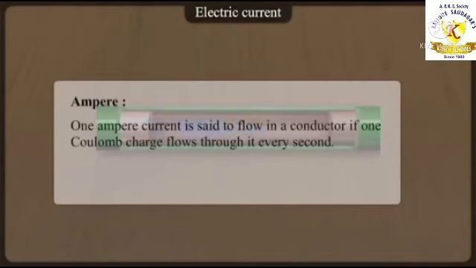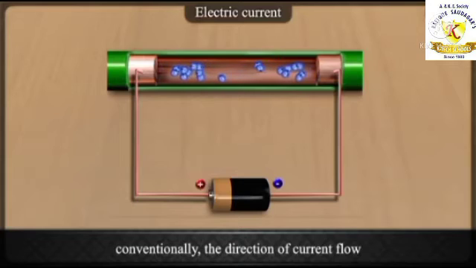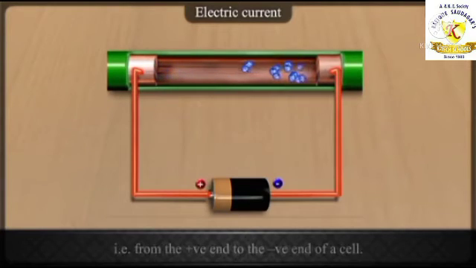Moving next, ampere. 1 ampere current is said to flow in a conductor if 1 coulomb charge flows through it every second. 1 ampere is equal to 1 coulomb upon 1 second. Even though electrons move from the negative end to the positive end, conventionally the direction of current flow is taken to be opposite to the direction of flow of electrons, that is from the positive end to the negative end of a cell.